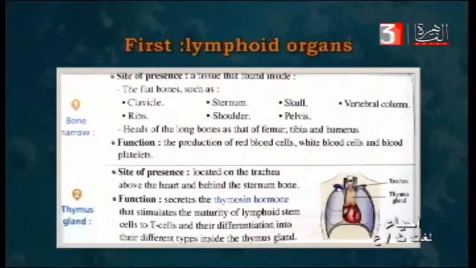What is the function of the thymus gland? It secretes the thymosin hormone. And this thymosin hormone stimulates the maturity of lymphoid stem cells, T cells, and their differentiation into their different types inside the thymus gland.